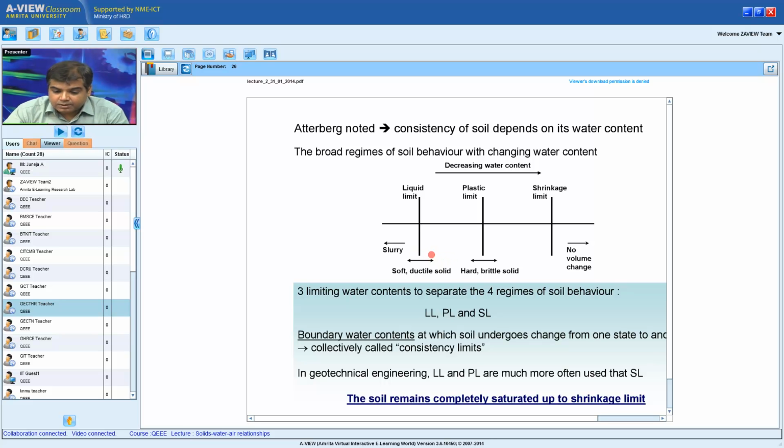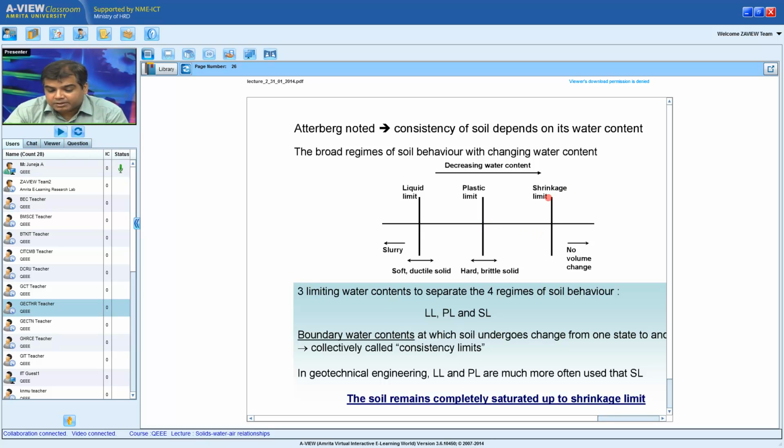If you go down, where some ductility starts to develop and it's easy to remold the soil, at a certain range it will be hard to remold without breaking it. So in the sense, your soil becomes brittle. This limit, Atterberg called the plastic limit, where you remold it and it starts to break off. So it becomes brittle.